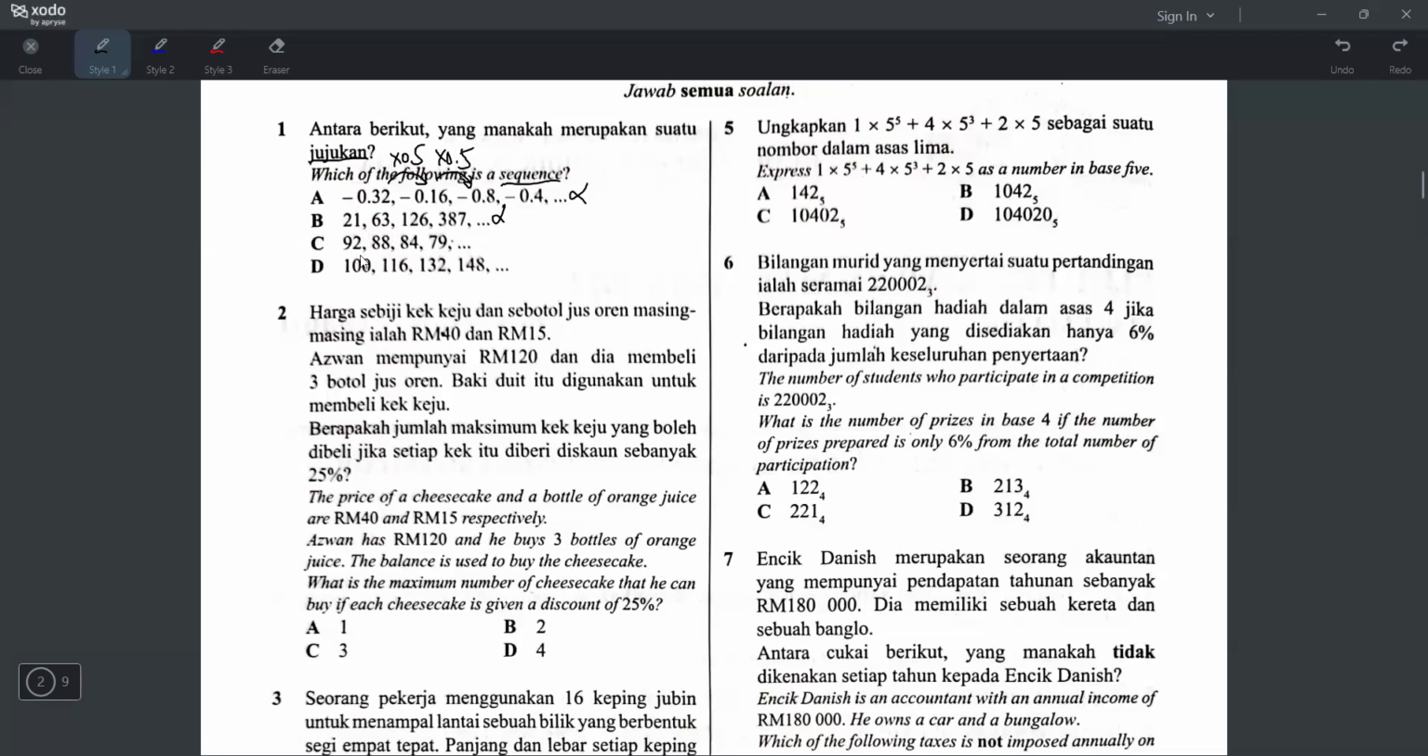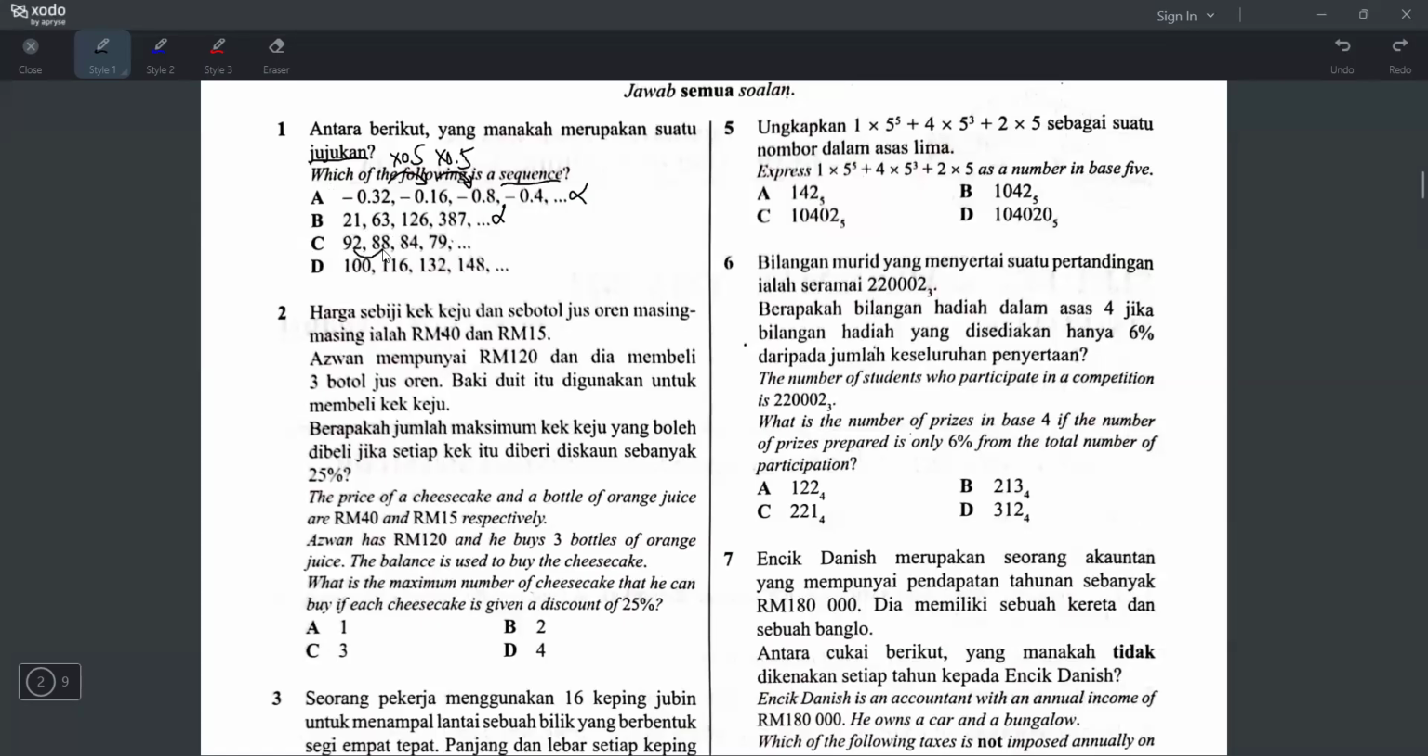Okay, 92 divide berapa dapat 88? Okay, you can tekan 88 divide 92. Yeah, 88 divide 92, so you get 22 over 23. Okay, but if you tekan 84 bahagi 88, dapat sama ke? Tak dapat. I tried it already. You don't get the same value.